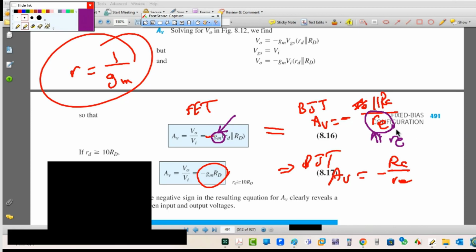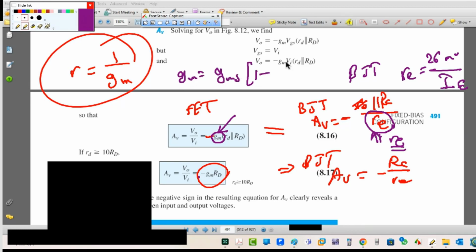The tactic said in BJT, calculate RE. RE is the room temperature millivolt over IE. In FET, GM is GMO times 1 minus VGS over VP, GMO.